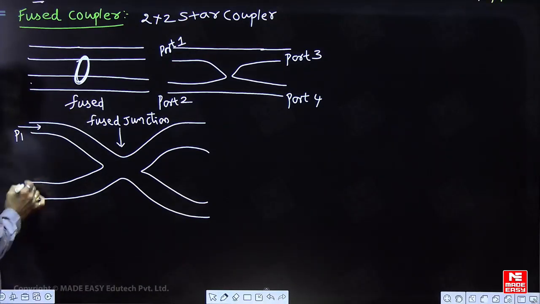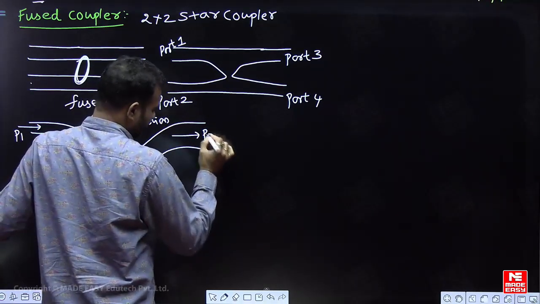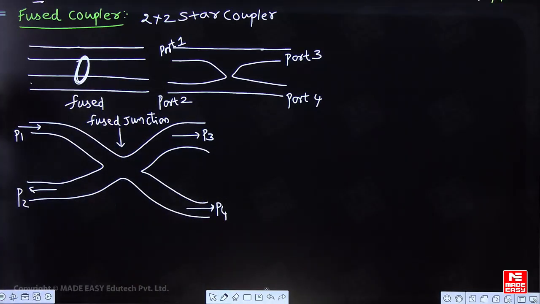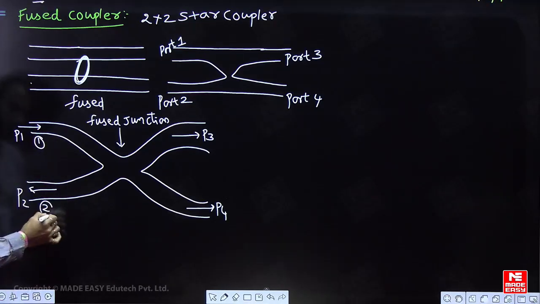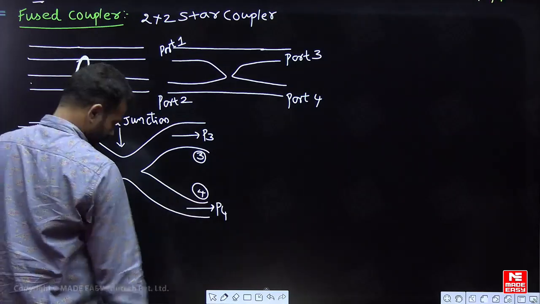This is called P1, port 1 power. Reflected power will come out at P2. Power coupled in the forward direction is P3 and this value is equal to P4. So this is what is called the fused coupler. The fused coupler is a 2x2 star coupler. Input power is given as Pin in the port. It is called the first port, second port, third port, fourth port.